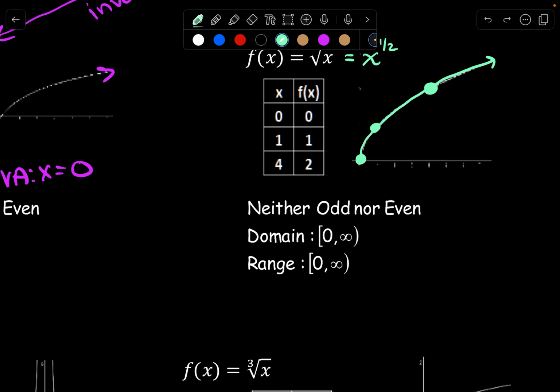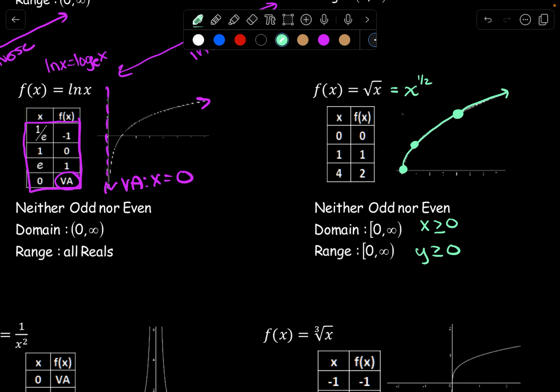Again, neither odd nor even. It doesn't have that reflective symmetry or that rotational symmetry about the origin. And the domain is from 0 to infinity for both domain and range. So you could also say x is greater than or equal to 0, or y is greater than or equal to 0 for that inequality notation.